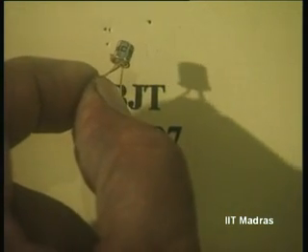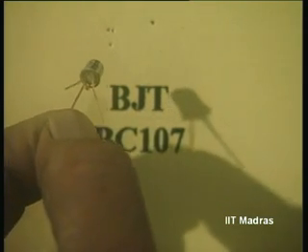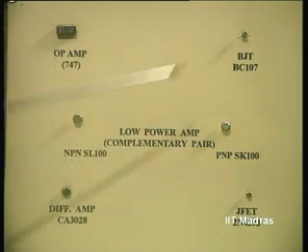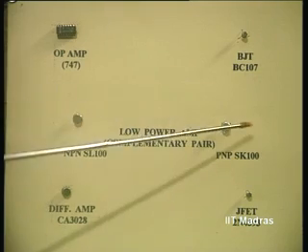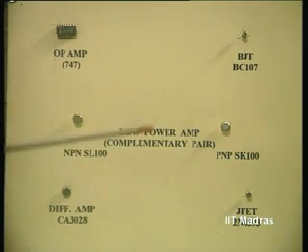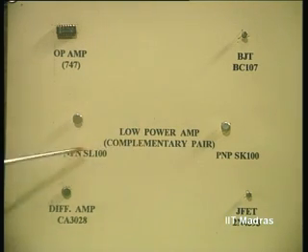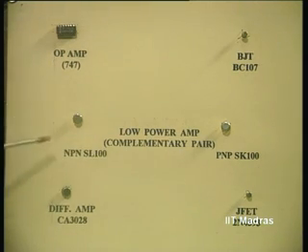And you can also identify the base. Base forms a triangle, and base is the center, or the apex of the triangle, and the other terminal is the collector. That is how you can identify emitter, base, collector of a transistor. These 2 are NPN and PNP pair, which are commonly used for power application, which we will see later. This is called complementary pair, NPN PNP pair. Low power amplifier applications, these are used.